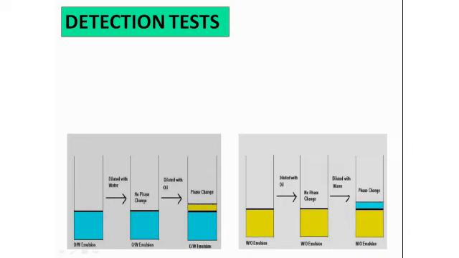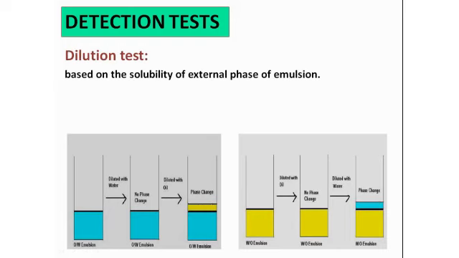So you see, the detection test is very much essential in the pharmaceutical unit operation because the detection test will help you to differentiate between oil in water or water in oil type of emulsion. So the first detection test is the dilution test. The dilution test is based on the solubility of the external phase of the emulsions, right?